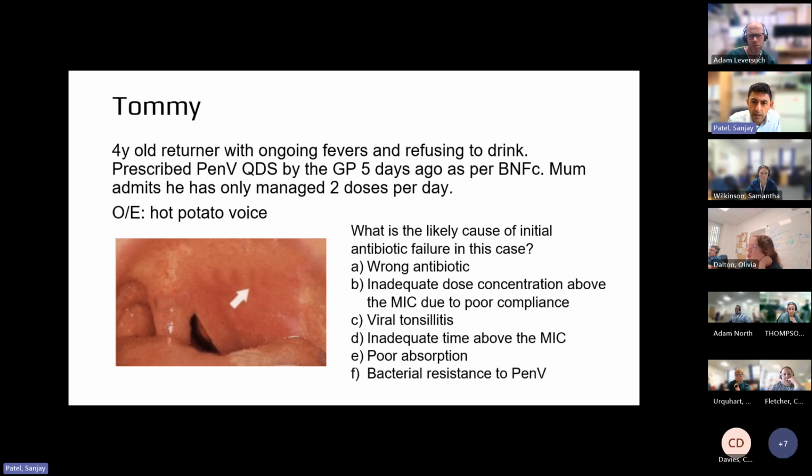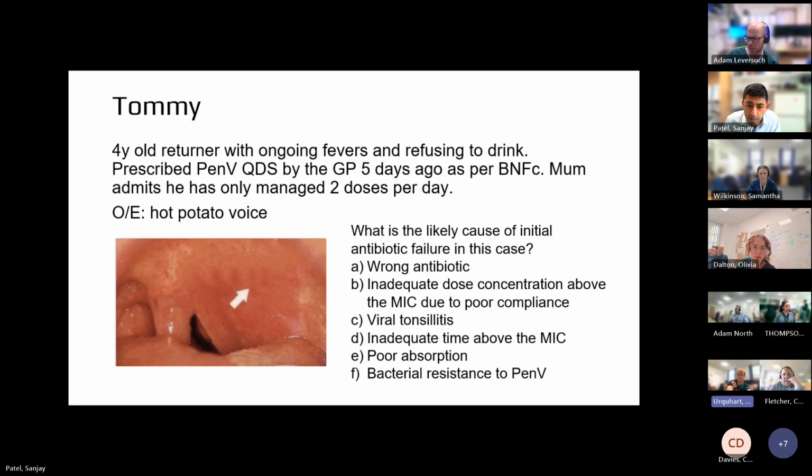We seem to have D twice, so maybe ignore D. E is poor absorption. So do you just think that this is an antibiotic with rubbish bioavailability? You give it orally, it should have been given IV. Or do you think actually this is to do with antimicrobial resistance, and this has now become resistant to penicillin? And Nick, what are people saying?